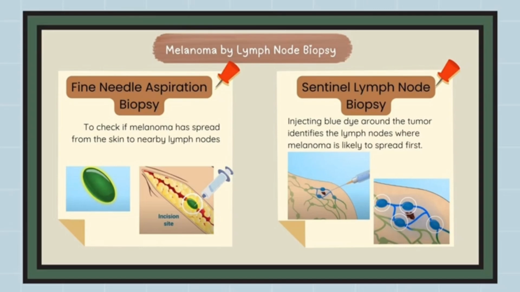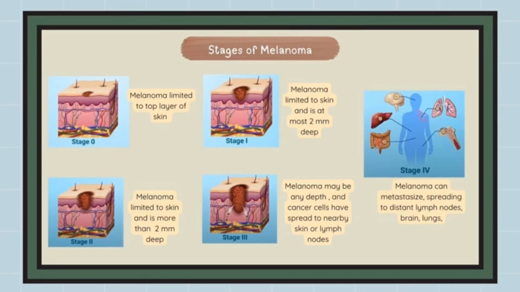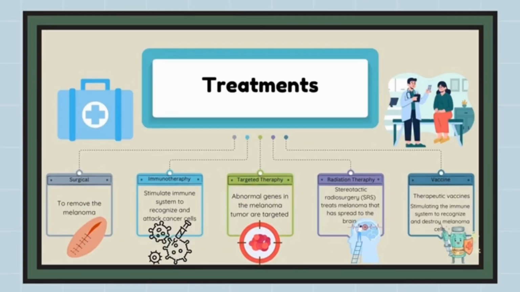Next, sentinel lymph node biopsy, in which blue dye will be injected around the tumor to identify the lymph nodes where melanoma is likely to spread first. Other than that, melanoma can be categorized into 5 stages, which are stage 0 until stage 4. Last but not least, these are several examples of treatments for melanoma. They're surgical, immunotherapy, targeted therapy, radiation therapy and vaccine.